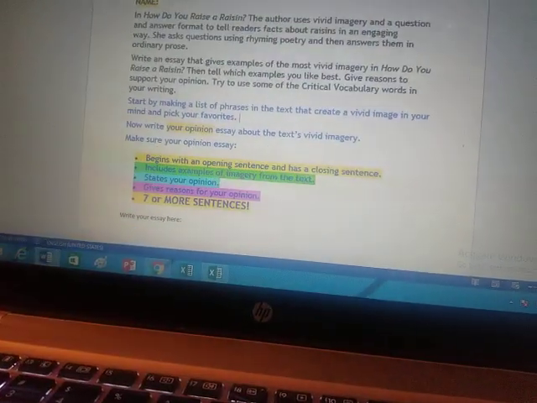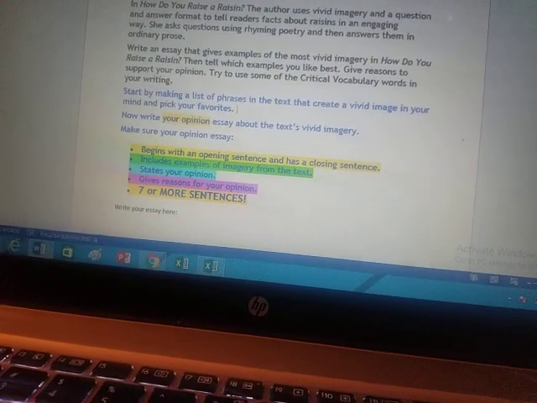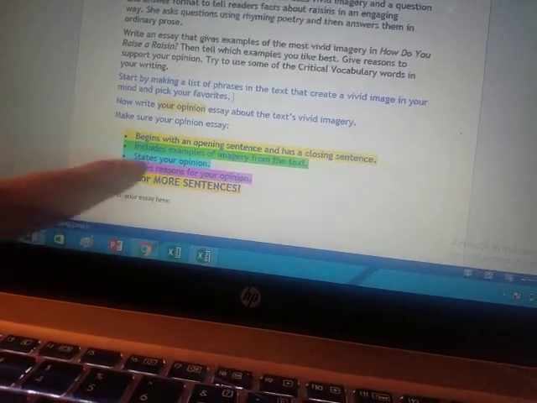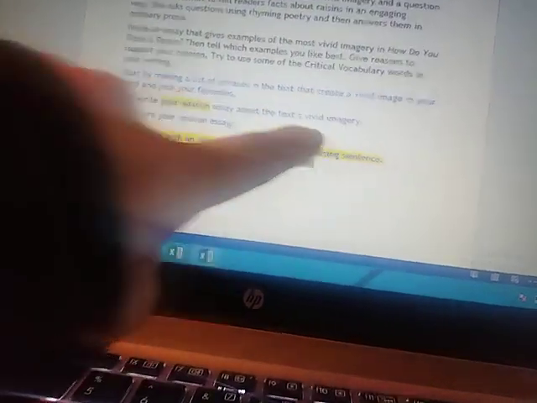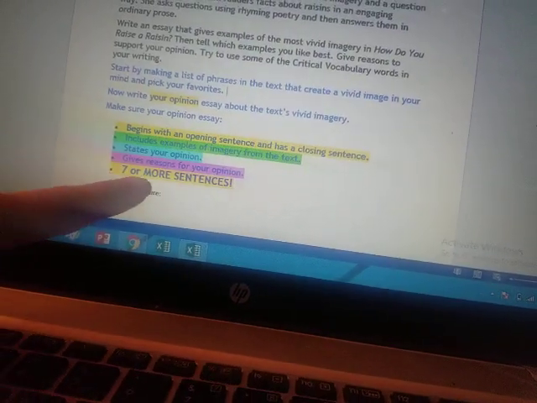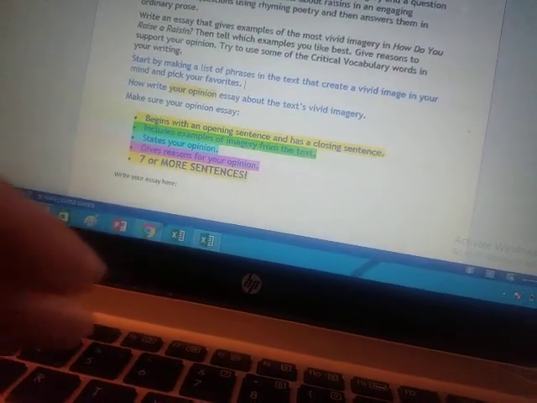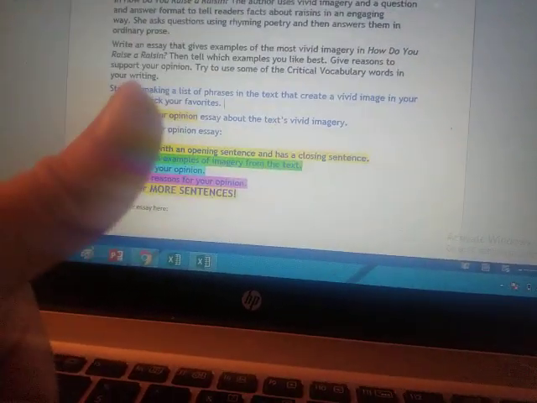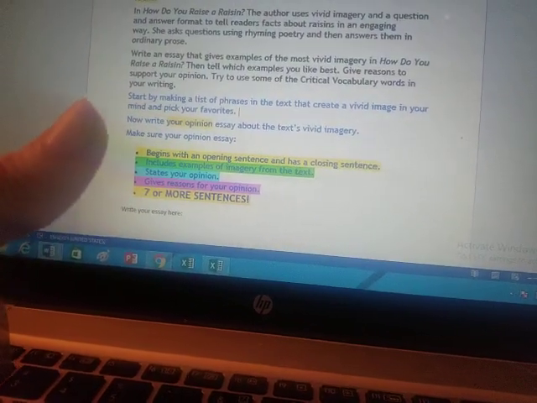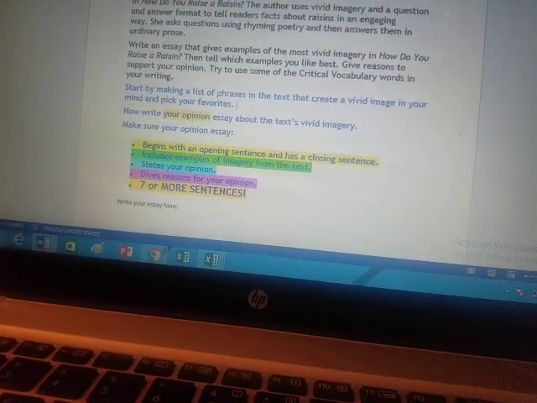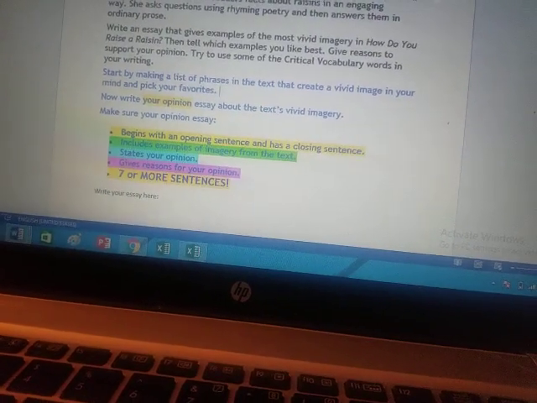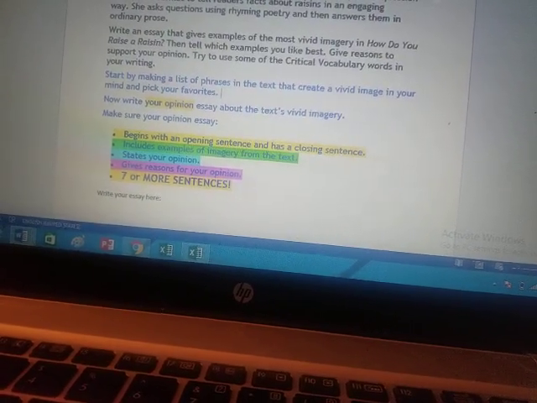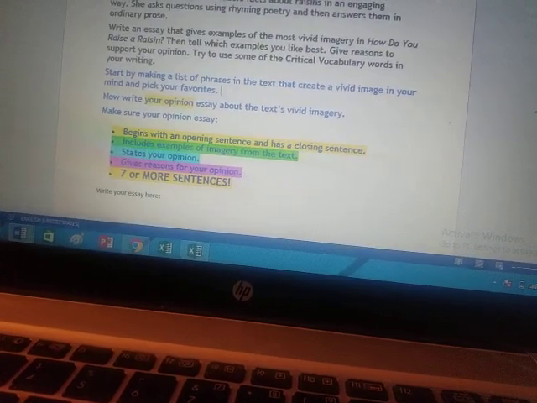And then when you're right over here, it says now write your opinion essay about the text vivid imagery. It says make sure your opinion essay has, as always, an opening sentence and a closing sentence. I said that you need 7 sentences. So 2 of your sentences are opening and closing. So really, your opening is sentence number 1. Your closing is sentence number 7. So really, you need 1, 2, 3, 4, 5 real sentences. Okay? Because you already are including an opening and closing.